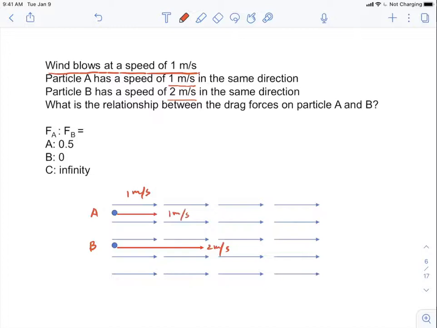Okay, so it's asking what is the relationship between the drag force on particle A and particle B. So we're going to calculate the ratio between the two forces, or basically the values of these two forces. So I'm going to create a poll for you guys to fill in, and then let's spend some time on this. Okay. So remember, the drag force considers the relative velocity. Okay, so it's not the absolute velocity of the particle.